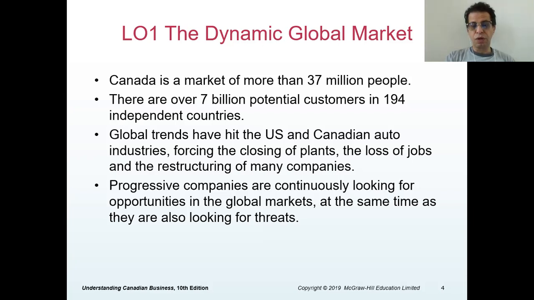Global trends have hit the US and Canadian auto industries, as you're aware, forcing the closing of some plants and moving them to Mexico and other countries. The result is the loss of jobs and the restructuring of many companies. For example, the auto industry needs steel, aluminum, and plastics, so the whole industry has gone down due to the demand, restructuring.